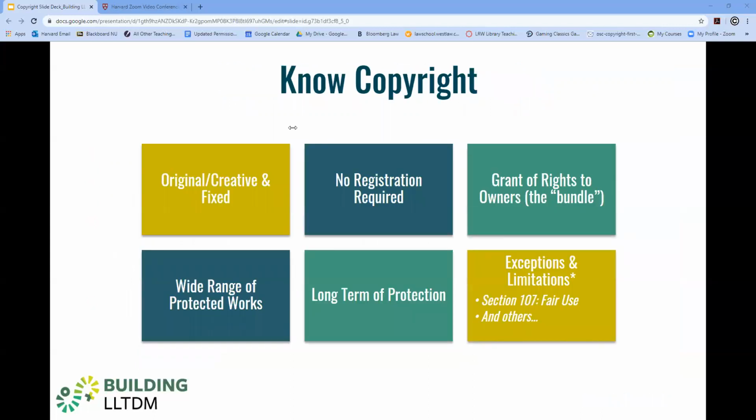So in order to know copyright, you need to know these 6 things: that creators get copyright in the works that are original, creative, and fixed in a tangible medium of expression; that no registration is required to get copyright; the work is automatically granted protection under copyright if it's creative and fixed; that the grant of rights to the author is represented by the exclusive bundle of rights in Section 106; and that there's a wide range of protected works, and they have a long term of protection. Yet despite all these rights, there are numerous exceptions and limitations. The focus of our inquiry for text and data mining will be Section 107, which is fair use.